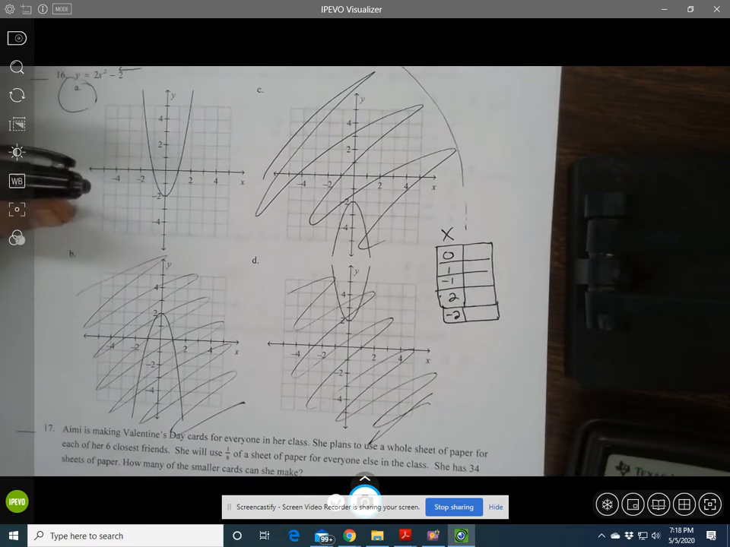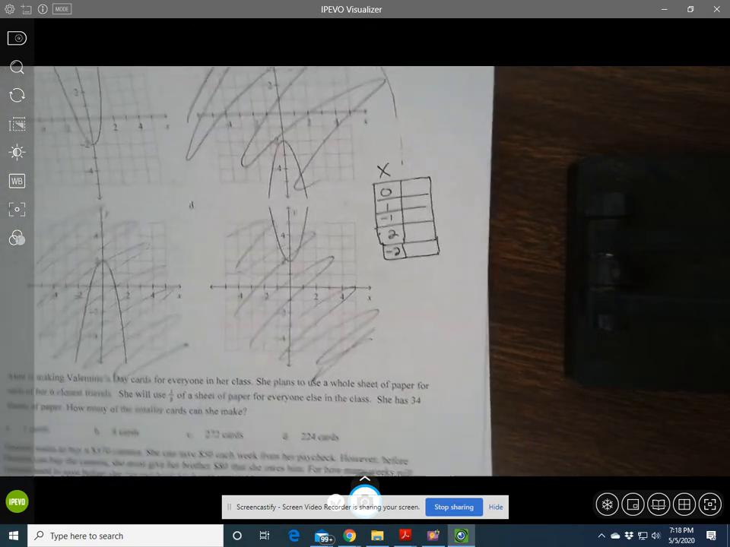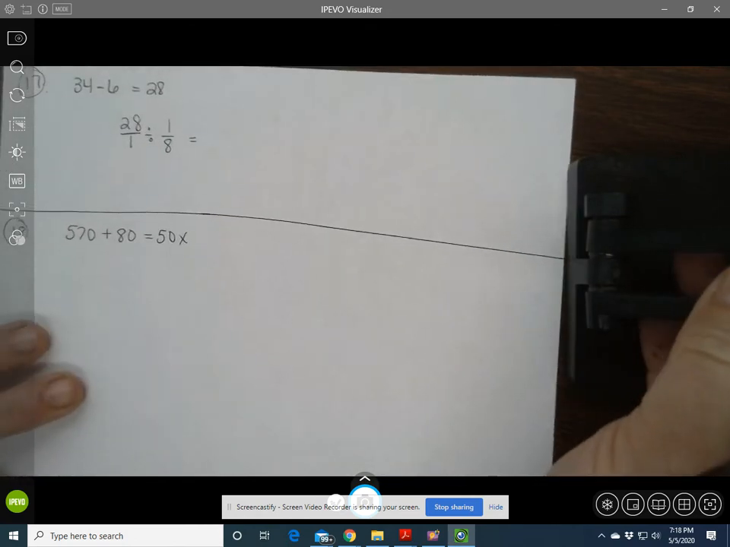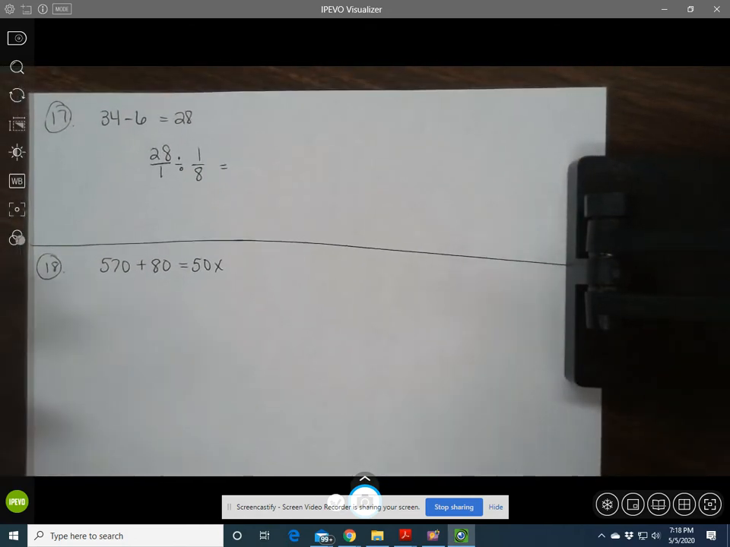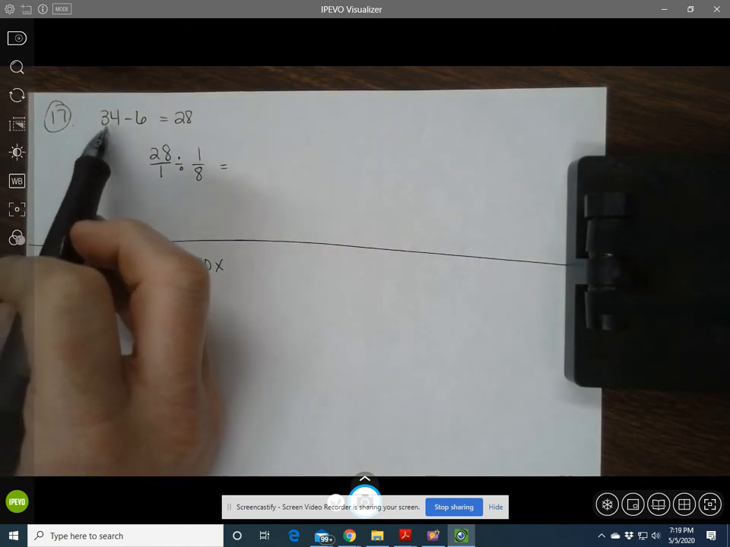I know 17 and 18 are word problems, so I'm going to show you my work over here, and I'm just going to read the problem to make it a little easier so it doesn't get jumbled. But it says, Amy's making Valentine's Day cards for everyone in her class. She plans to use a whole sheet of paper for each of her 6 closest friends. She will use 1/8 of a piece of paper for everyone else in the class. So she has 34 sheets.